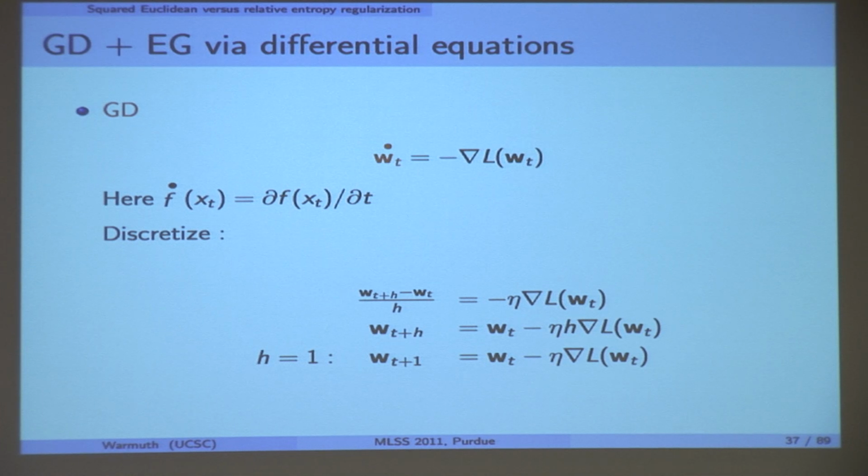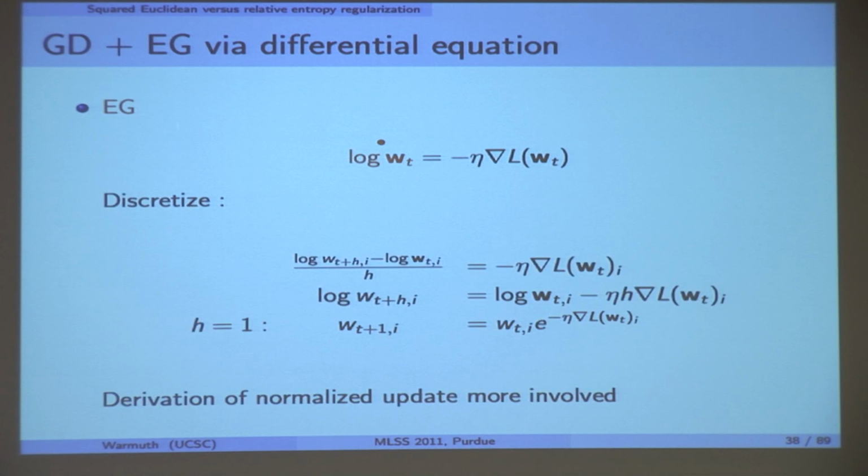How do you get the exponentiated gradient algorithm? Not gradient descent, the exponentiated gradient algorithm, the multiplicative update. You now take the log of Wt dot. So this is now a vector, and the partial derivative with respect to time is minus eta times the gradient. Again, I can discretize it. I have to write it component-wise, so I have this difference of logs divided by h. Here again, I use the old gradient for simplicity. Then I have this, and if I set eta equals 1, I have this.